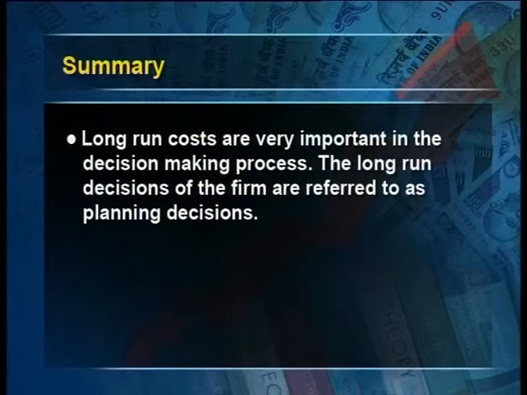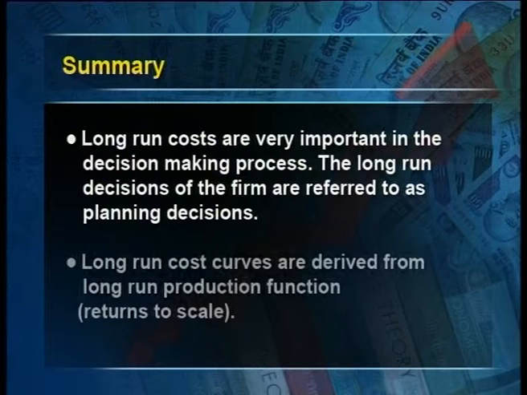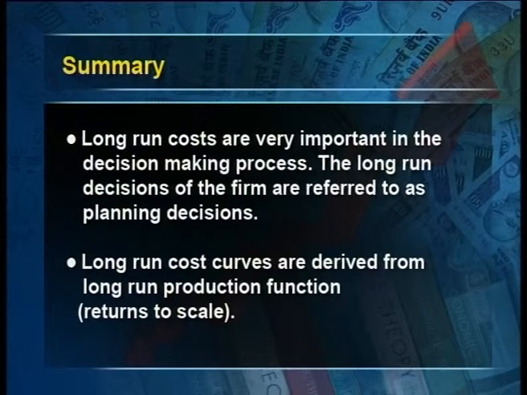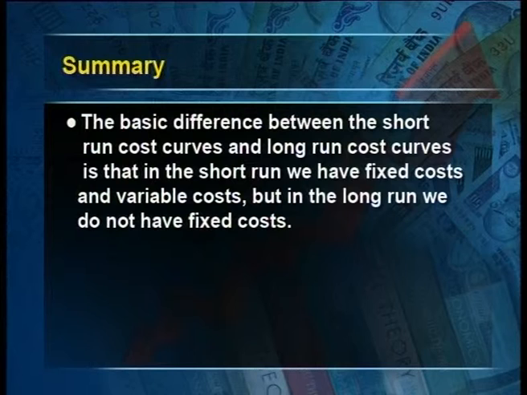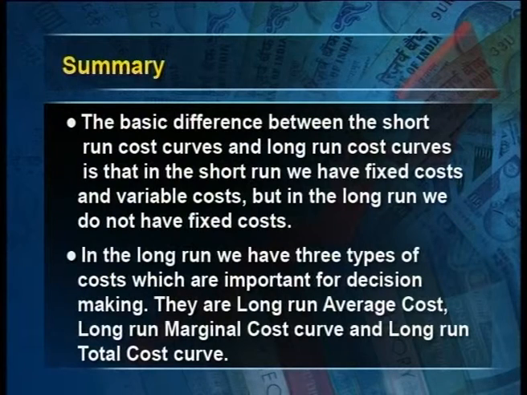Long-run costs are very important in the decision-making process. The long-run decisions of the firm are referred to as planning decisions. Long-run cost curves are derived from the long-run production function, that is returns to scale. The basic difference between short-run cost curves and long-run cost curves is that in the short run we have fixed costs and variable costs, but in the long run we do not have any fixed costs. In the long run, we have three types of costs which are important for decision making. They are long-run average cost, long-run marginal cost curve, and long-run total cost curve.